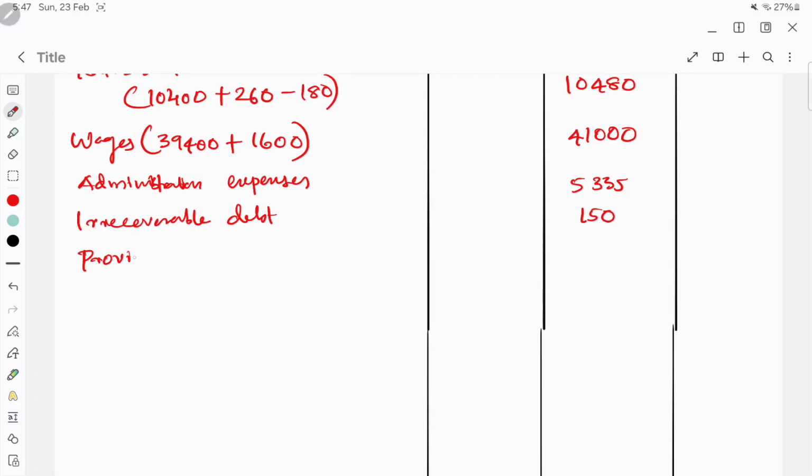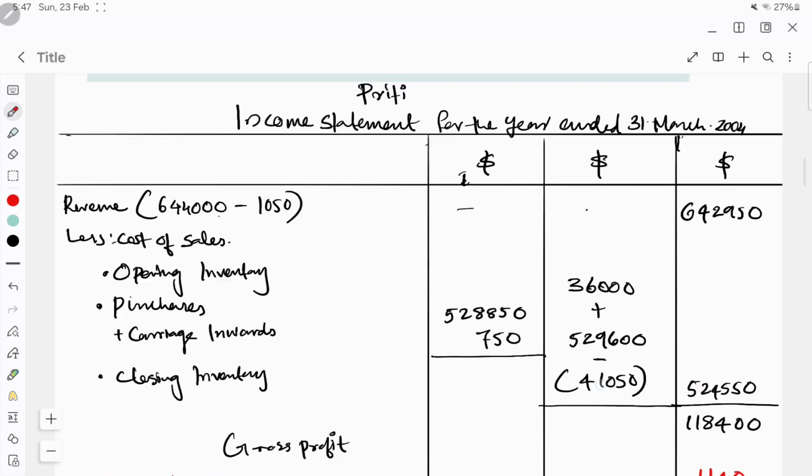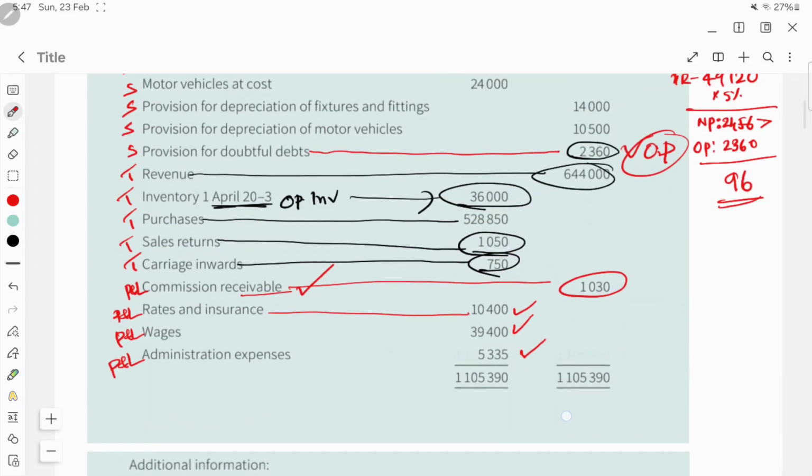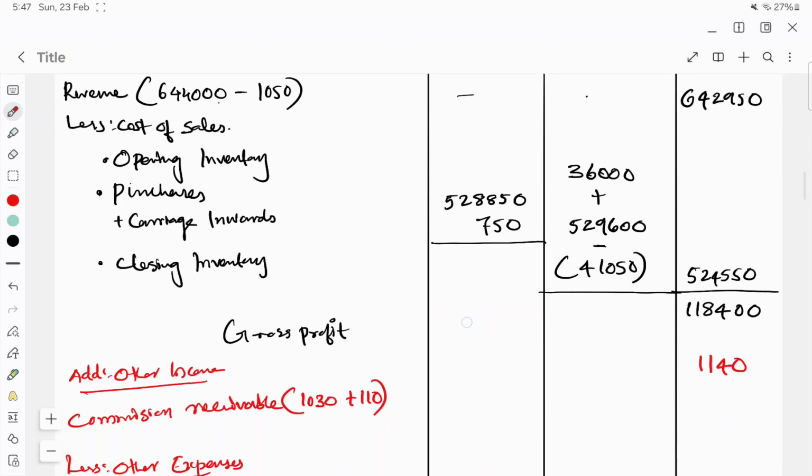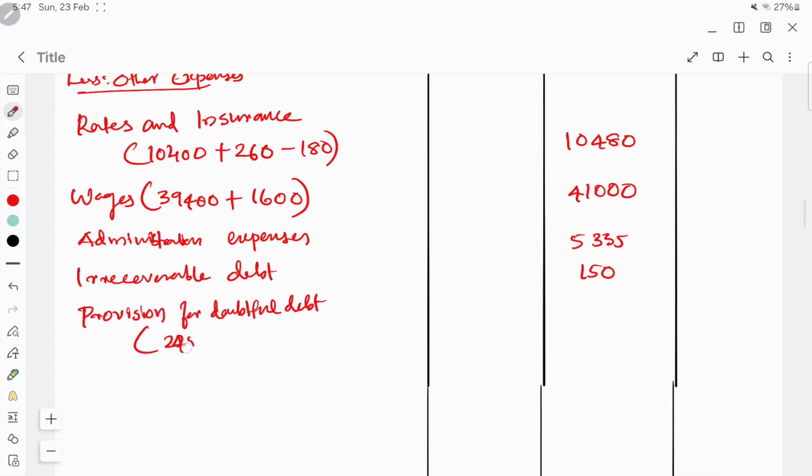So always remember, if the new provision is greater than the old provision, it is an expense. Provision for doubtful debt, it means 2456 minus the old provision, which was 2360. How did you get 2456? Reduce 150 from trade receivable and find 5%. So it means new provision minus old provision. Then you will get 96.